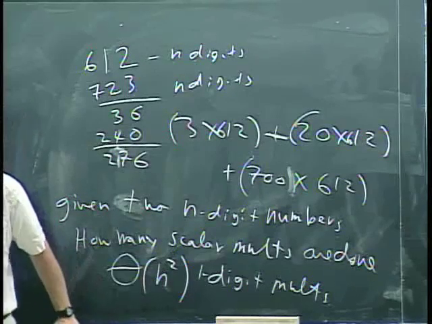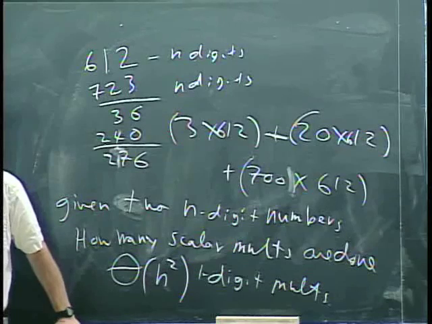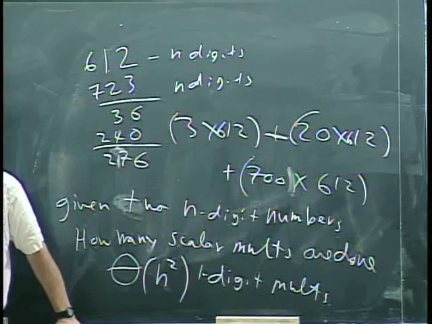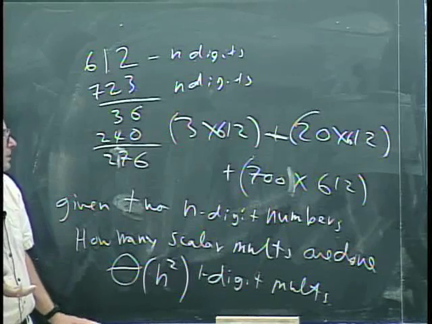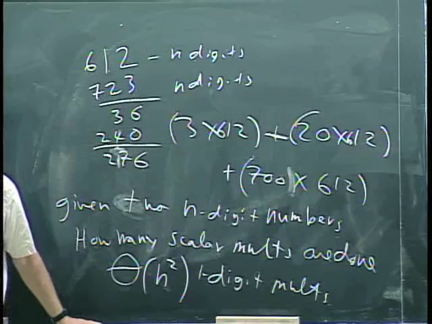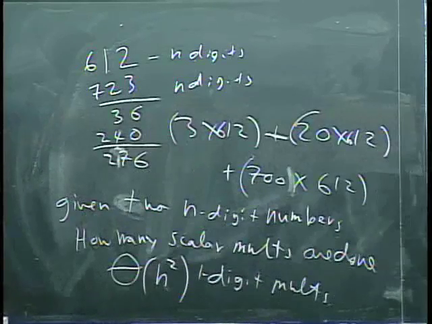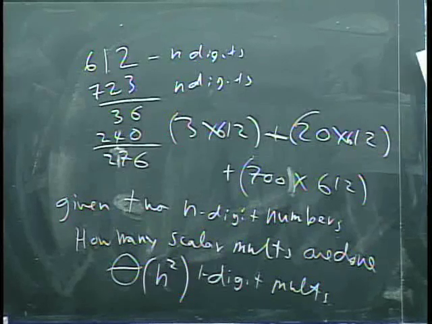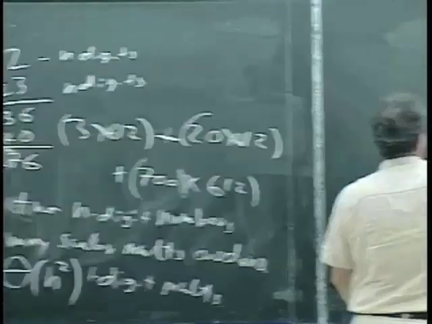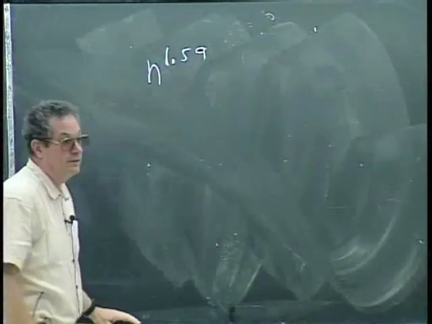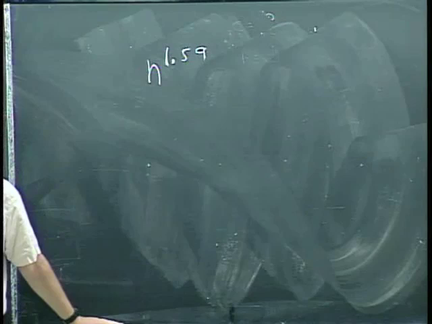By the way, what's better than n squared? N log n is a function that's better than n squared. Order n is a function that's better than n squared. What about square root of n? It's better than n squared. Okay, what about n to the 1.59, just to pick a random number? How does that relate to n squared?